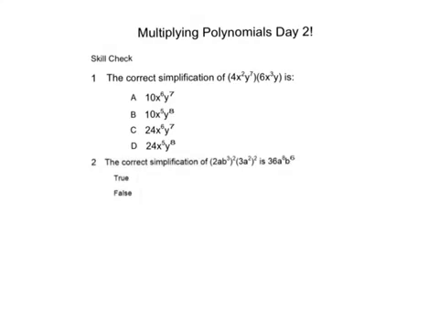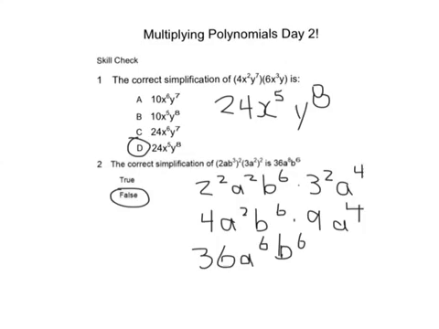Go ahead and complete the skill check to see if you're on the right track for success. Here's the answers. First one is D, second one is false. The correct answer should be 36a to the 6th, b to the 6th.